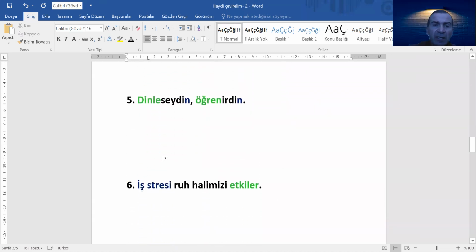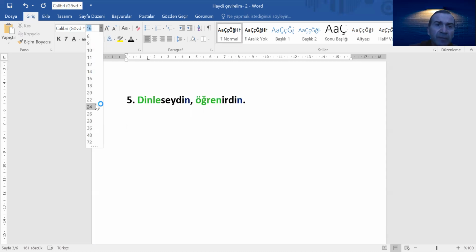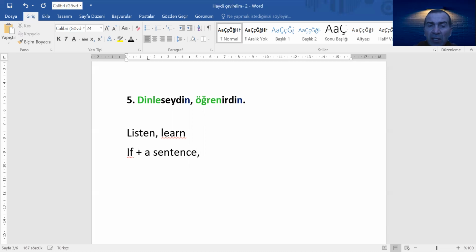And the fifth one is, dinleseydin öğrenirdin. It is, if it was type two, it shows unreality in the present. Yani şimdiki zamanda gerçeğe aykırı anlatır. Dinleseydin, yani sen dinleseydin, sen öğrenirdin. Dinlemek, listen, öğrenmek, learn. If close type two, when we say close type two, we should remember what? We should remember if, plus a sentence, a dependent clause, and then a main clause.